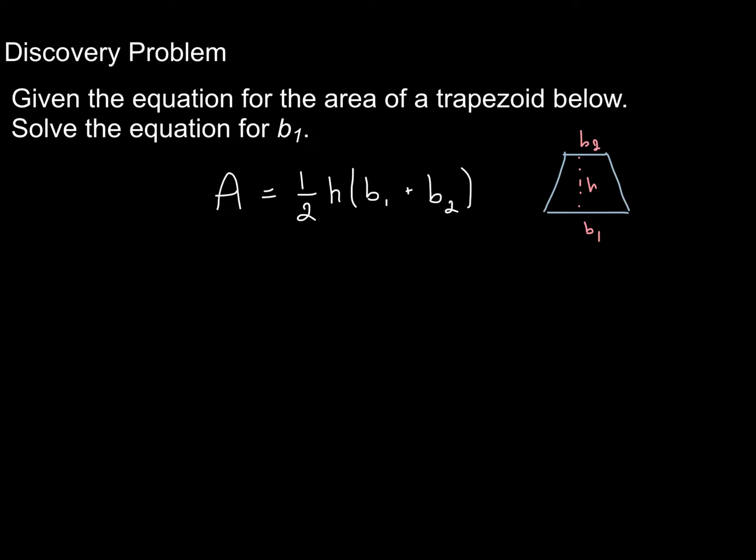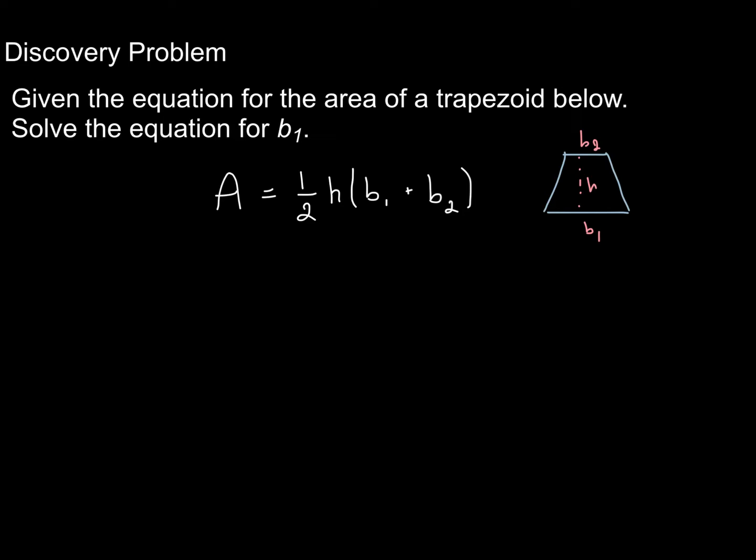If you're more curious about that, you can do some independent research on your own, but for this particular situation, we want to solve for b sub 1. So what we realize is that we're going to need to manipulate this equation by doing operations to both sides of our equal sign so that we isolate this variable b sub 1.